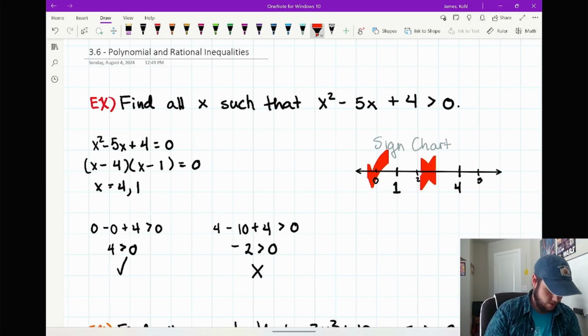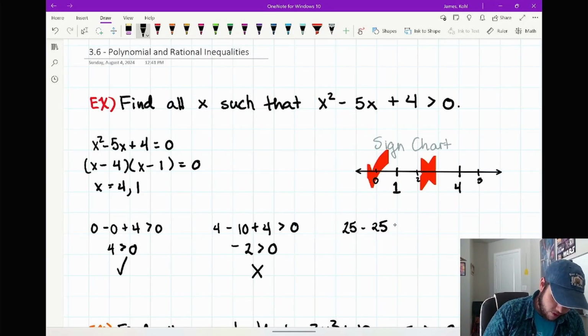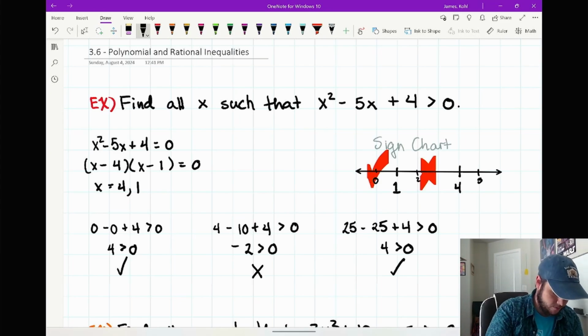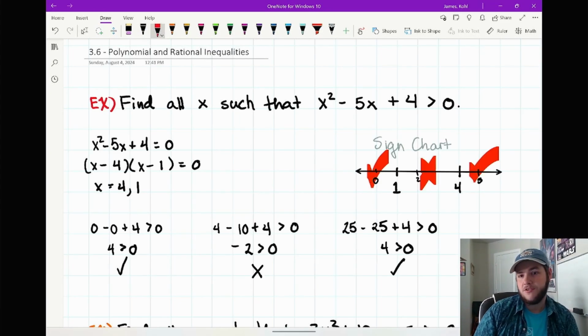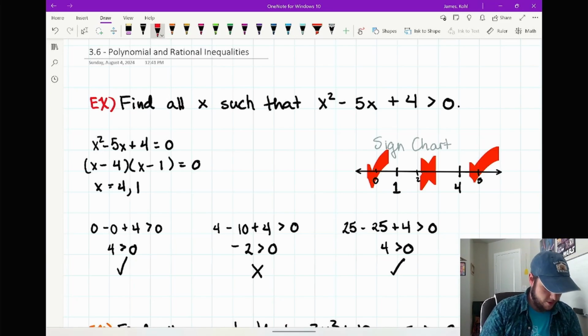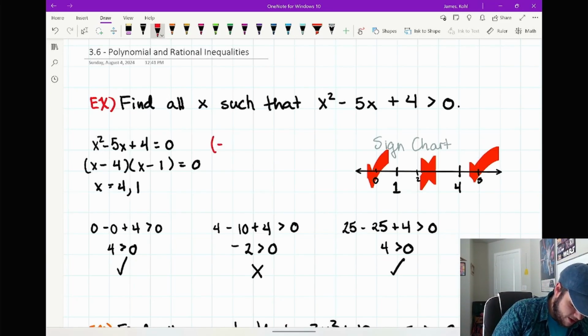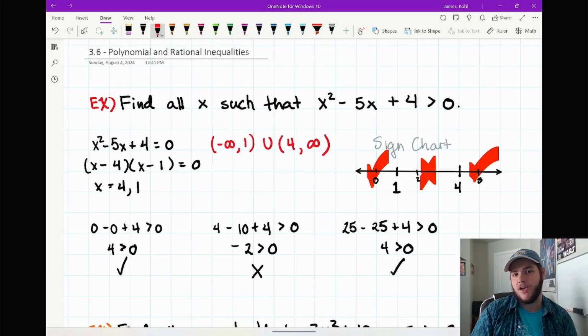Last but not least, on the right side, when I try 5, I'll get 25 minus 25 plus 4 is greater than 0, or 4 is greater than 0. Here it works. So in the right-hand region, it works. This tells me altogether that negative infinity to 1 together with 4 to infinity are the sets of x values that work.